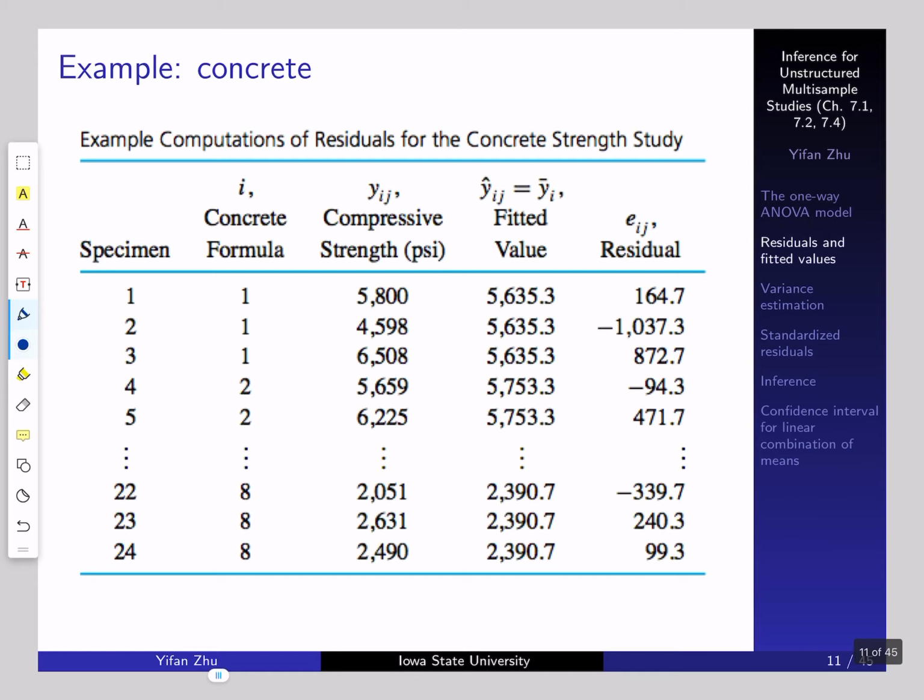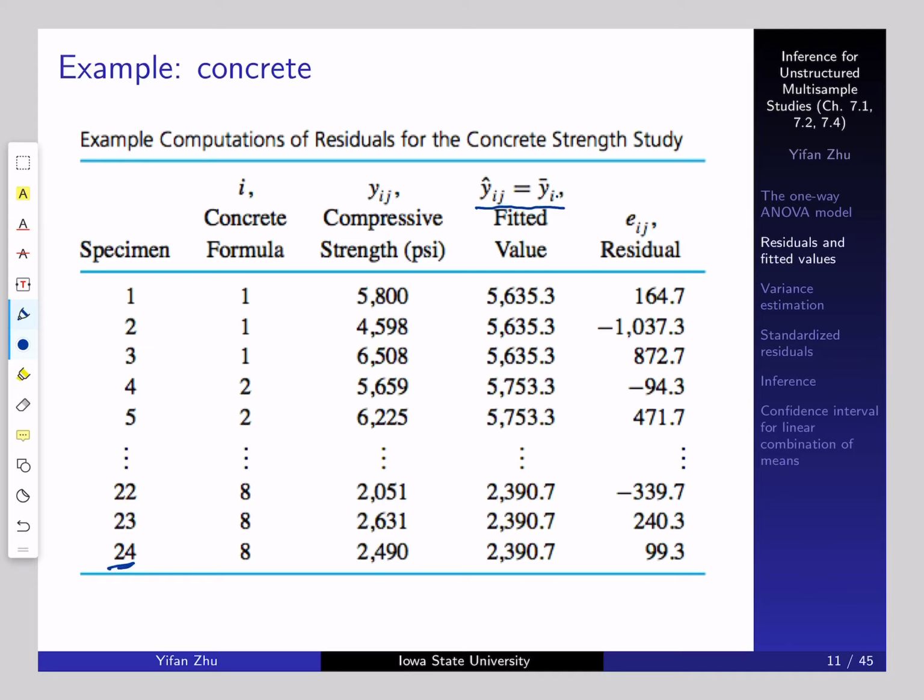And this is the fitted result of the concrete example. We have 8 formulas, and altogether there are 24 observations. And we got the fitted value Yij hat is equal to Yi dot bar.